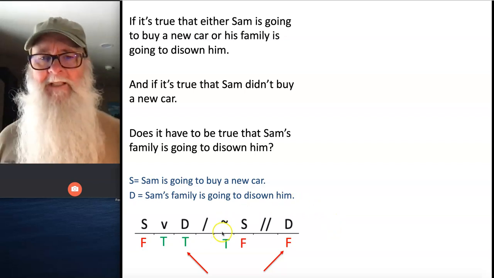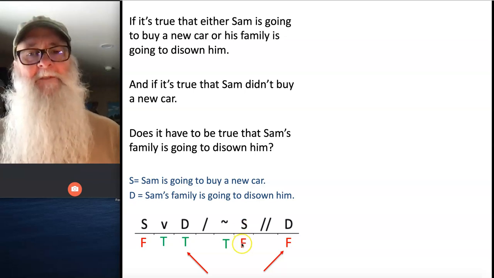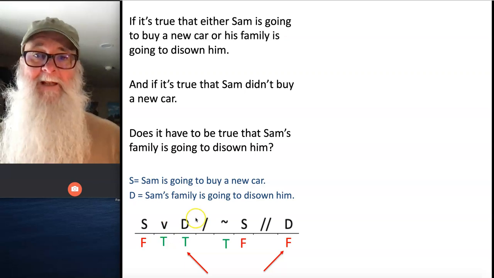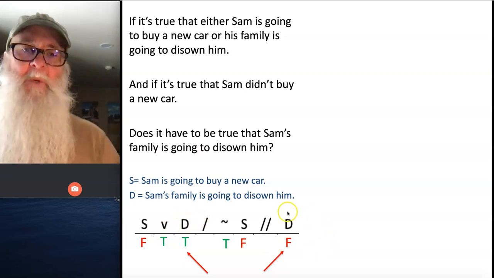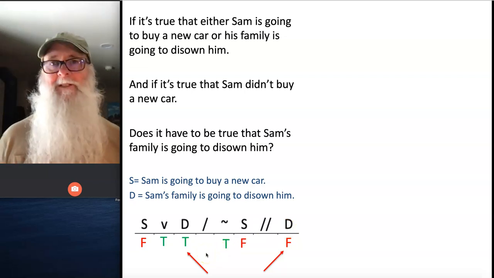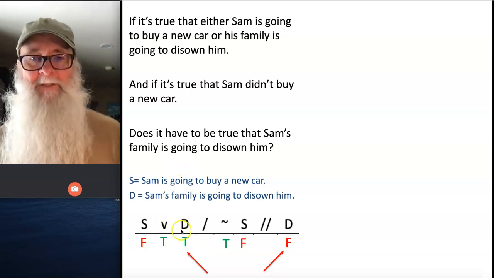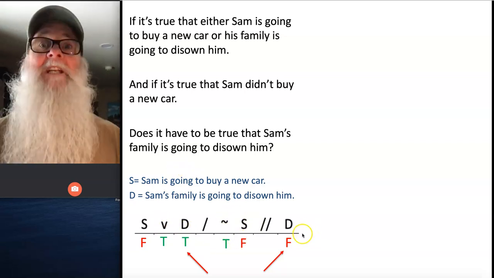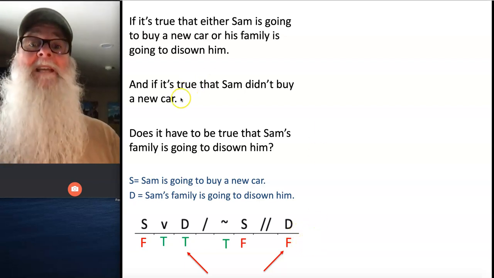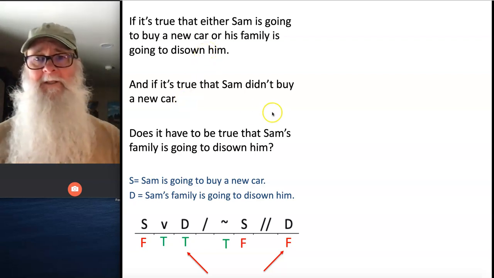Okay, so we're assuming tilde S is a true statement. And if that's the case, then S has to be false. And if it's false here, it has to be false there, which means in order for this wedge to actually be a true statement, D has to be true. But we're working from the assumption that D is false, and D can't be both true and false at the same time. And what we've shown here is that when the first premise is true and the second premise is true, the conclusion can't be false. In other words, it can't be false that Sam's family is going to disown him if it's true he didn't buy that new car, and it's true that either he was going to buy a new car or his family is going to disown him.